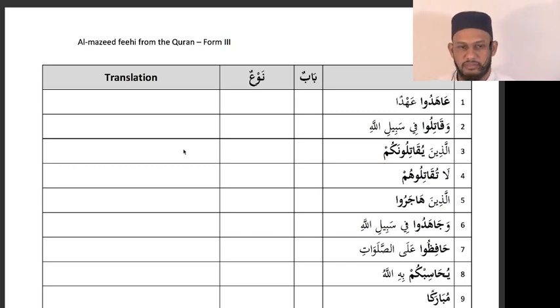Maybe you can get a pen and paper, and you can just write 1, 2, 3, 4, 5, 6, because you can write the English word next to it. So you want to get a pen and paper and write 1, 2, 3, 4, 5, 6, and you can write the English word next to it, inshallah.